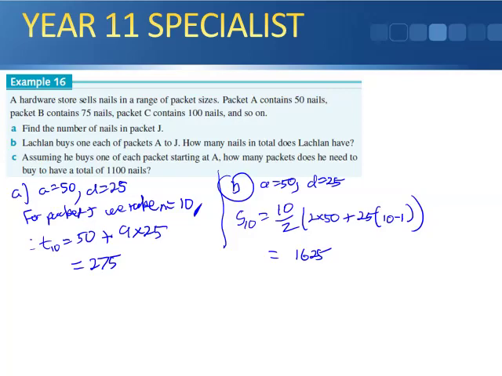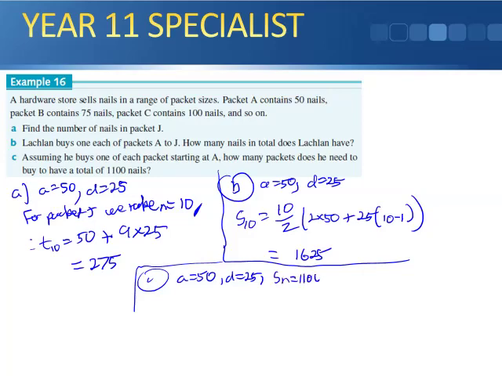C, assume he buys one of each packet starting at A. How many packets does he need to buy to have a total of 1,100 nails? So I'll do C down here. Should have done B down the bottom. C. Okay, so we've got A equals 50, starting off with. D equals 25, and the sum of it is 1,100 nails. So again, using the rule S of n, I'll do n divided by 2, 2 times 50, plus D 25, n minus 1 equals 1100.